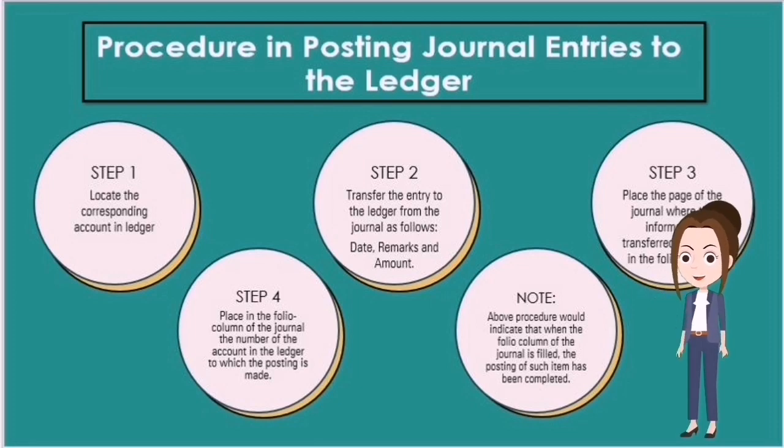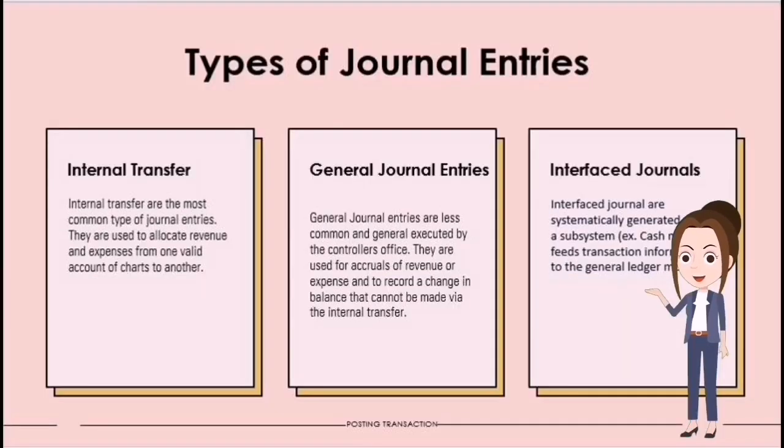Date, remarks and amount. Step 3. Place the page of the journal where the information transferred is located in the folio column. Step 4. Place in the folio column of the journal the number of the account in the ledger to which the posting is made. Note: the above procedure would indicate that when the folio column of the journal is filled, the posting of such item has been completed.